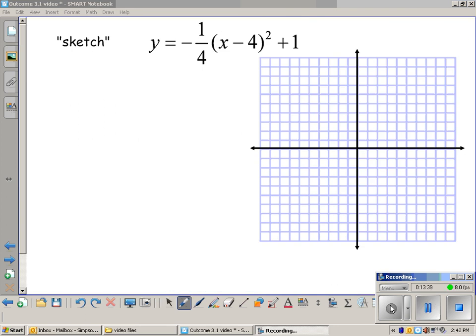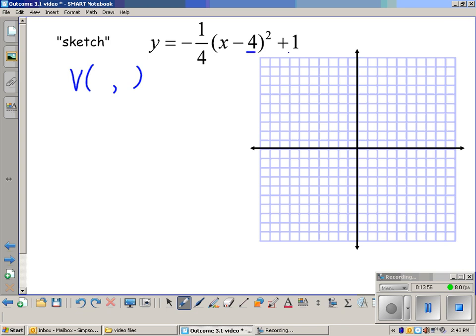Let's look at one more example. This one is y equals -1/4 times (x minus 4) all squared plus 1. Again, our starting point is our vertex. The vertex comes from our p and q values. So our p value is +4. Our q value is +1. Now let's mark our vertex on our graph. So over 4 in the x direction and up 1 means that our vertex will be here.